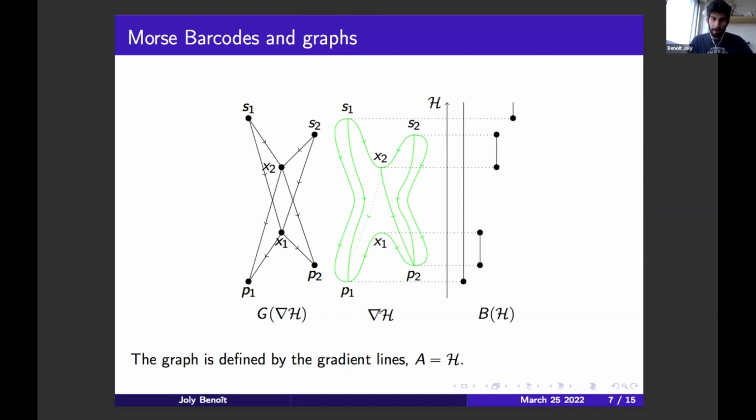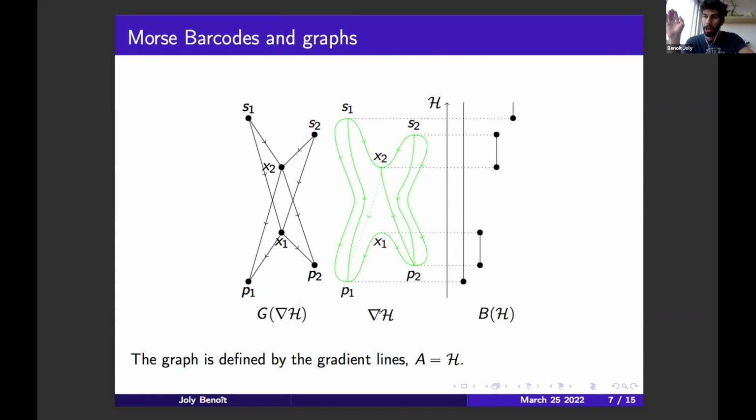Sorry, I don't understand. So your edges, do they have multiplicities? So if I have several gradient lines between two critical points, I have several edges in the graph. Yes. Actually, with the way it's constructed, you can choose to put edges between every fixed point if there is at least one gradient line. So for you, 1 or 2 does not matter.